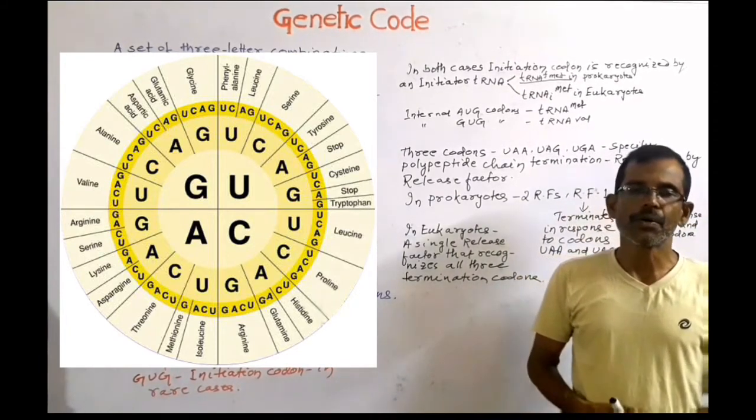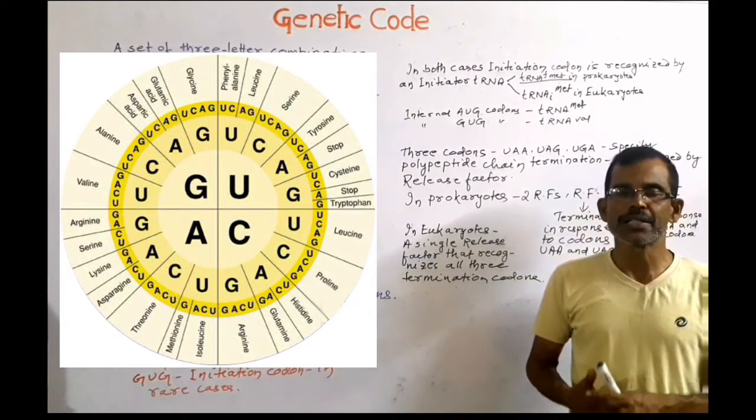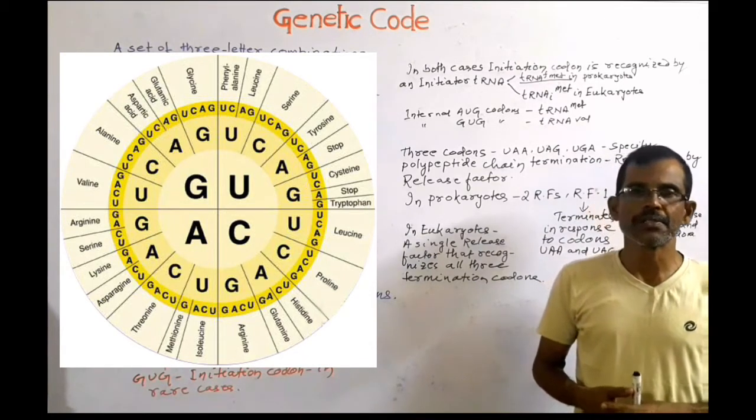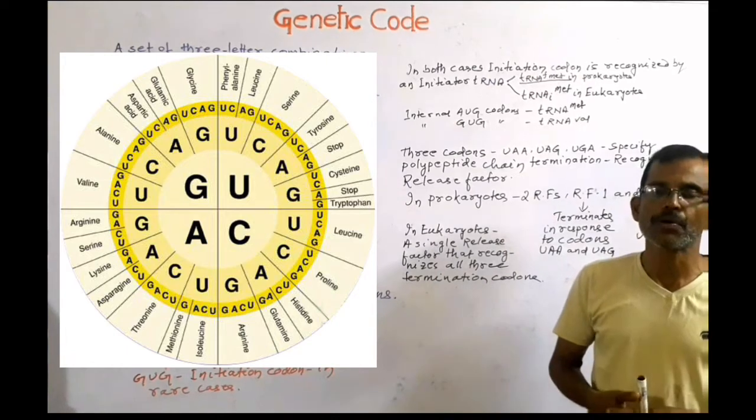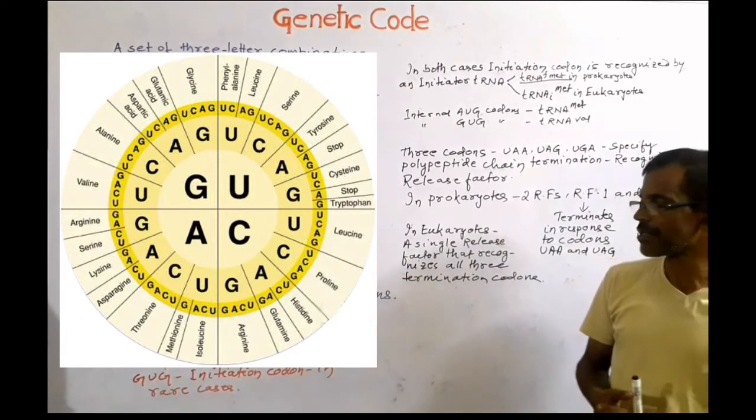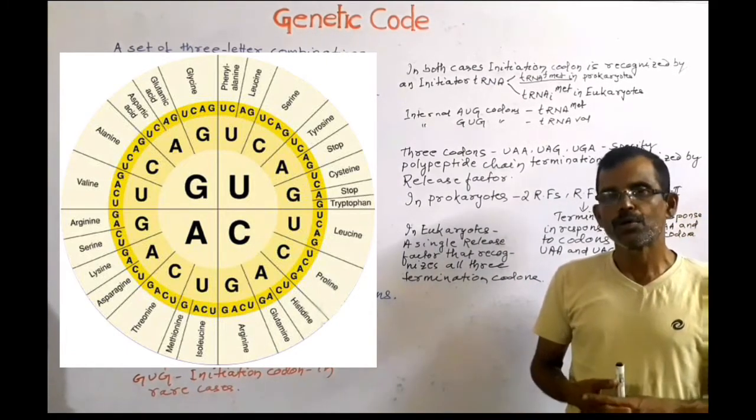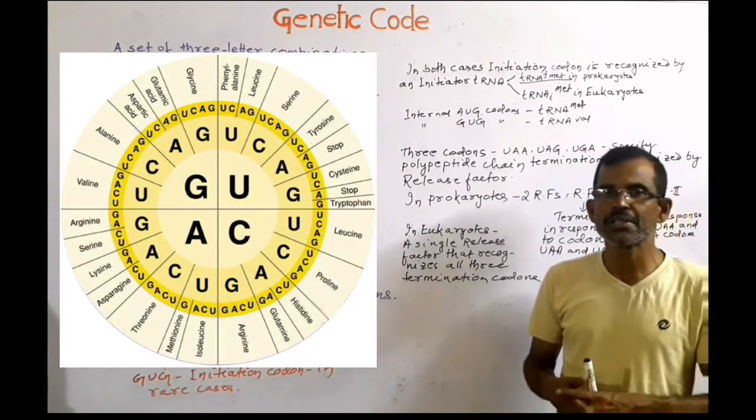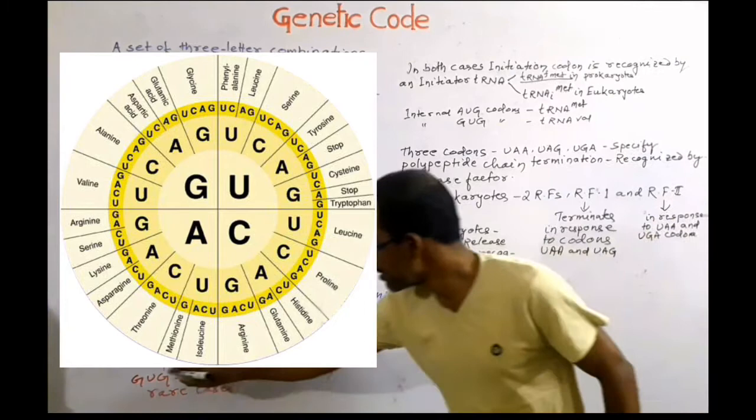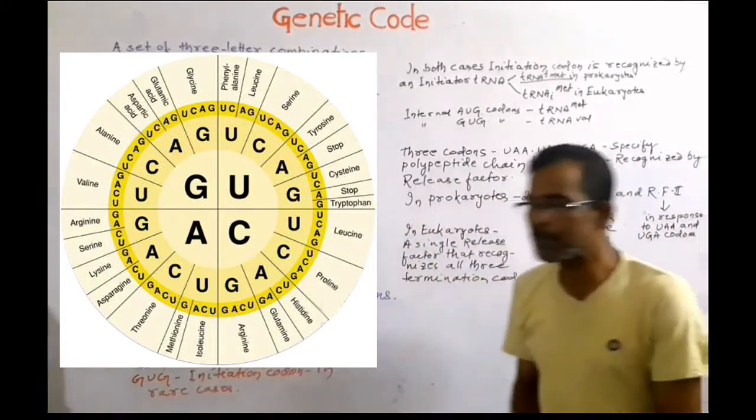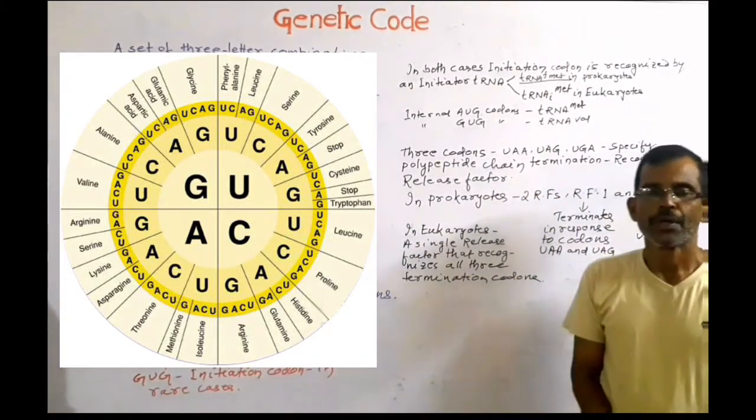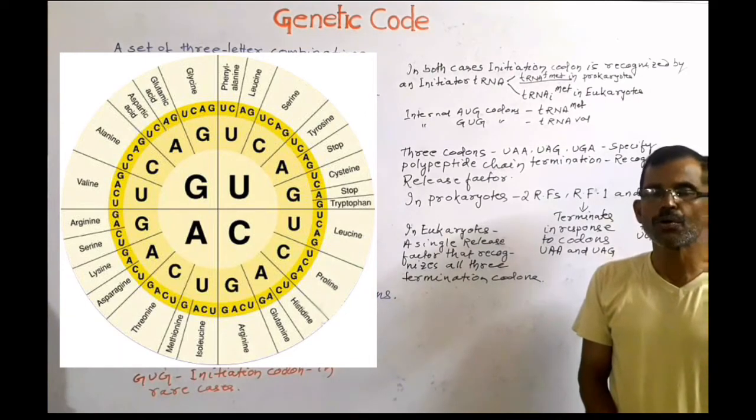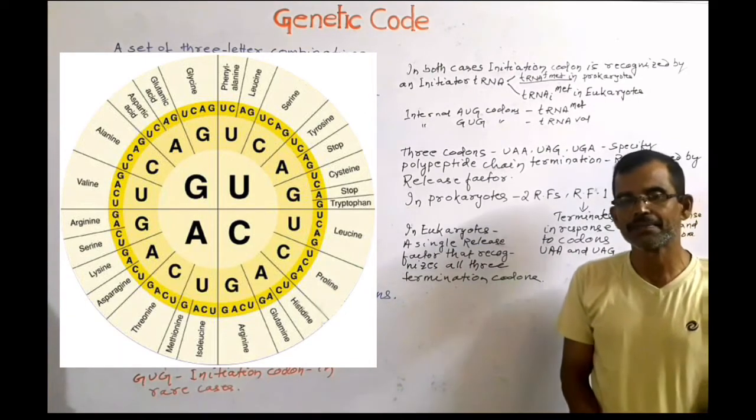The genetic code has start codons and stop codons. Start codons are also known as initiation codons, and the stop codons are known as termination codons. In both prokaryotes and eukaryotes, AUG is the initiation codon. It is used to initiate the polypeptide chain. Rarely, GUG is used as the initiation codon, but only in rare cases.